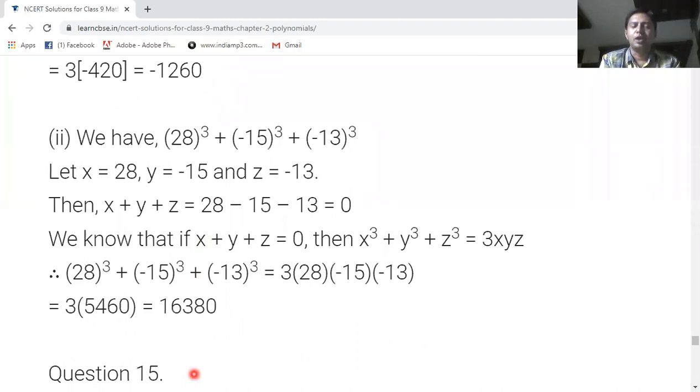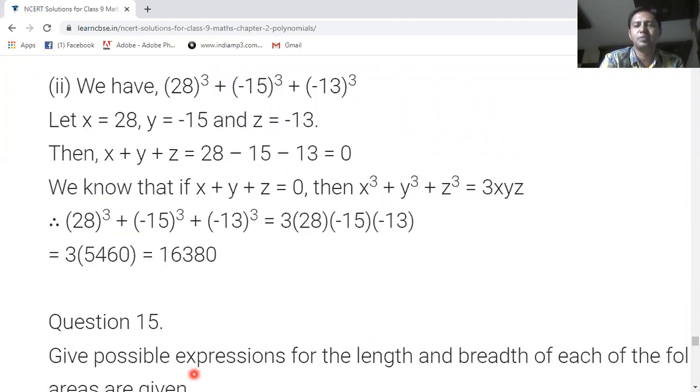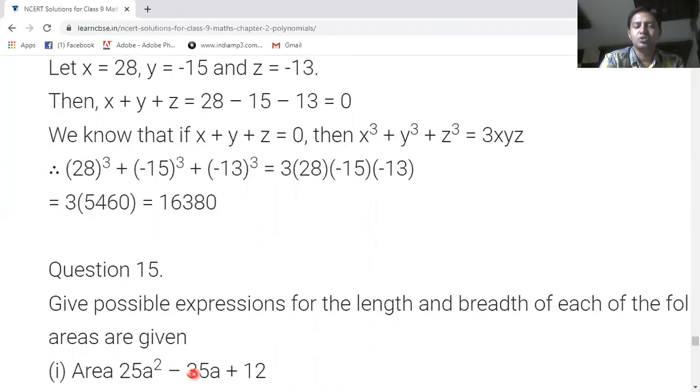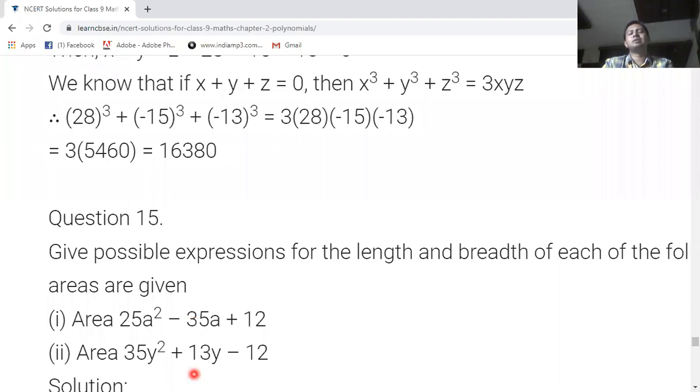That is 16380. Now the last two questions, 15 and 16: give possible expressions for length and breadth of each of the following cases. So we have 25a square minus 35a plus 12. What we are supposed to do is factorize this. If it is in quadratic form, where the highest degree is 2, we will get two factors. One of them could be the length and another the breadth, if this represents the area. So area is equal to 25a square minus 35a plus 12.